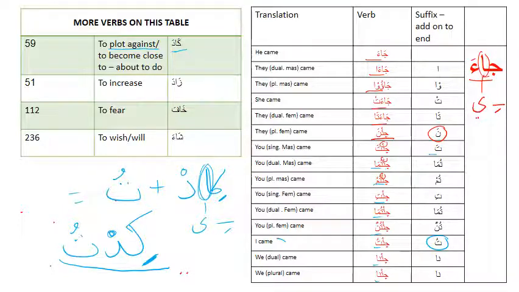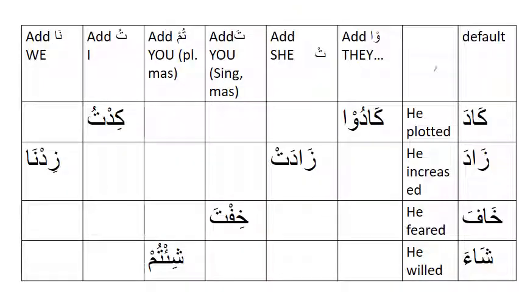Zada means to increase, khafa means to fear, sha'a as we learned before means to will and wish, and this sha'a follows the pattern of ja'a. So it's very similar. Over here, kada, he plotted, kadu, they plotted, kadat, and then it will become kitta. So there's a template. It's just basically filling in the blanks using the formula provided. And please make sure that you write the English underneath.